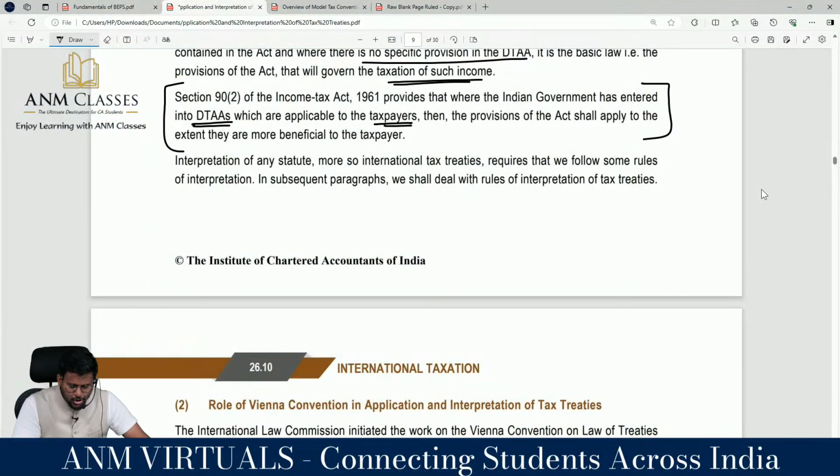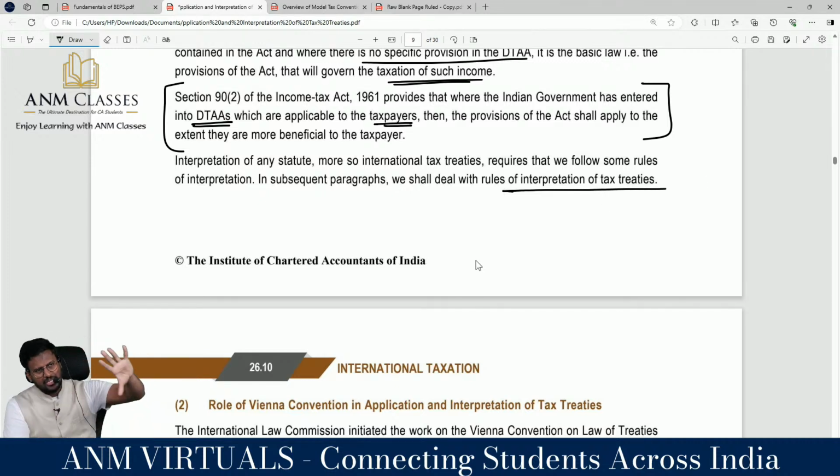For interpretation of any statute, more so an international tax treaty, we follow some rules of interpretation. In subsequent paragraphs we shall deal with the rules of interpretation of tax treaties. So we understood that tax treaties are of international importance. They have to be respected and interpreted properly. For that, domestic sources of law alone are not sufficient to interpret international treaties.